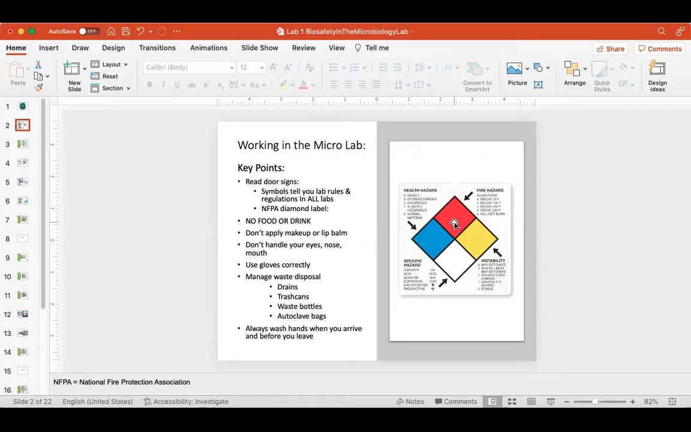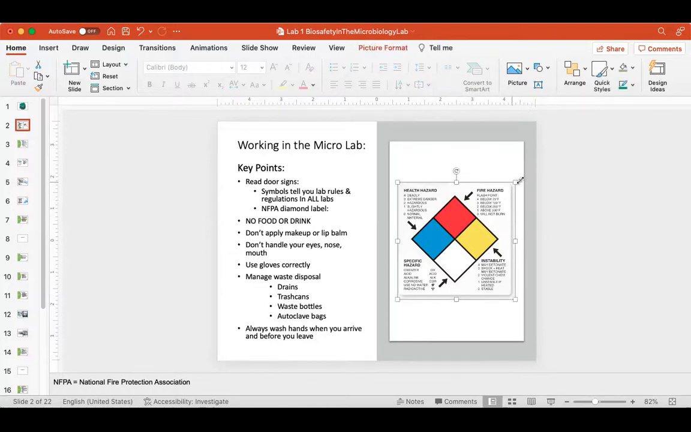The red box is telling us if there are any fire hazards in the laboratory. The yellow is telling us if there are any chemicals in use that are particularly unstable. The white box tells us if there are any unusual, very specific hazards. And the blue box tells us if there are any chemicals or things in use in the lab that are hazardous to our health. The way the NFPA diamond is used is that numbers are placed in each one of these boxes to indicate the level of hazard.